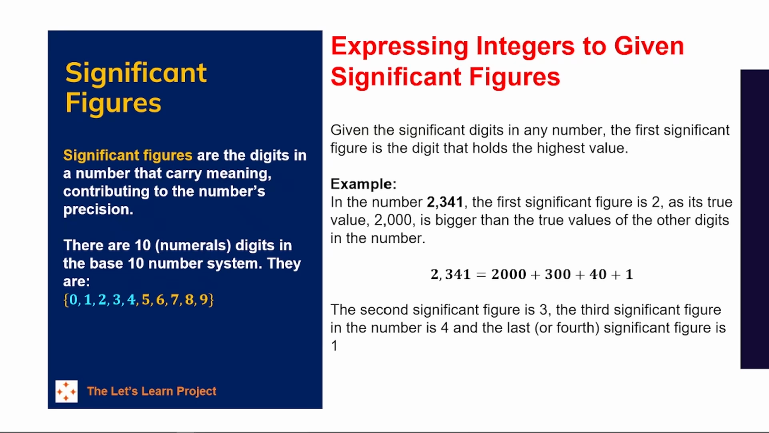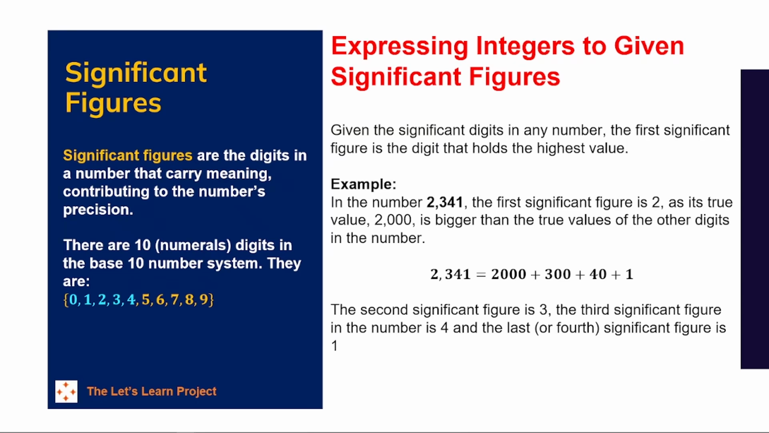Hence, the number 2 becomes the first significant figure within that particular number. Then the next significant figure after 2 is 3, because after 2,000, 300 is the next digit that has the highest value. So 2 is the first significant figure, then 3 becomes the second, 4 becomes the third, and 1 is the last significant figure.